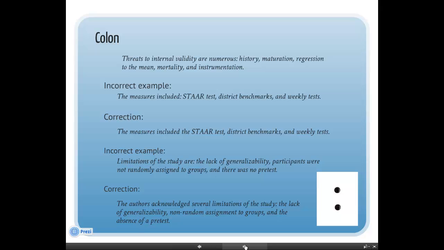Incorrect example. Limitations of the study are: the lack of generalizability, participants were not randomly assigned to groups, and there was no pretest. There are 2 problems with this example. First, the lack of generalizability is a phrase, while the other 2 list items are clauses. Second, there is no need for a colon after "are." Correction. The authors acknowledge several limitations of the study: the lack of generalizability, non-random assignment to groups, and the absence of a pretest.